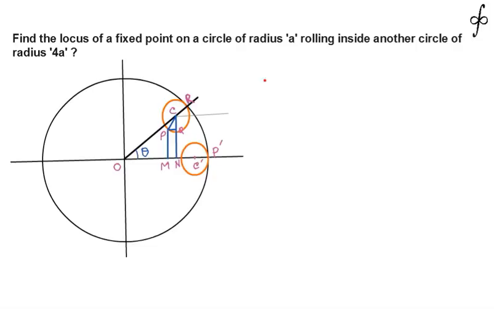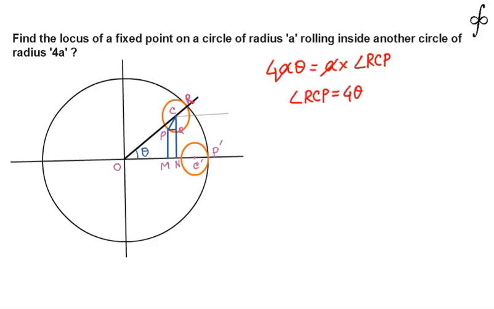So first of all we can write down that the arc length traveled by the circle, this particular arc length, will be 4a, that is the radius, into theta. So 4a into theta must be equal to the arc length RP, this particular arc length traveled by the point P, and that arc length will be a into the angle RCP. So from here we can safely say that the angle RCP should be equal to 4 theta.